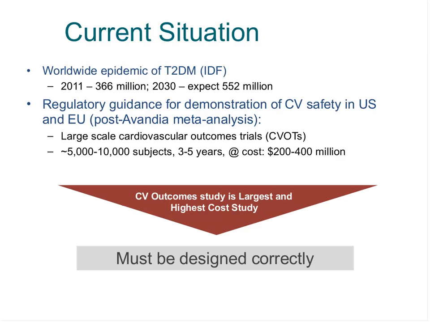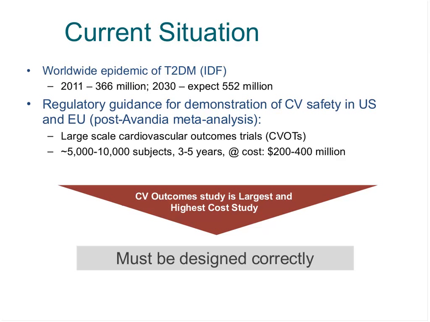Typically, their duration is 3 to 5 years at a cost of $200 to $400 million. What's just astounding about the 2008 guidance and unintended consequences is that the overall cost of executing a phase 3 program to get a drug approved for type 2 diabetes has essentially doubled because the cardiovascular outcomes trials are so large, and in some programs the number of patients exposed in the efficacy trials is much smaller than the number exposed in the cardiovascular outcomes trials.